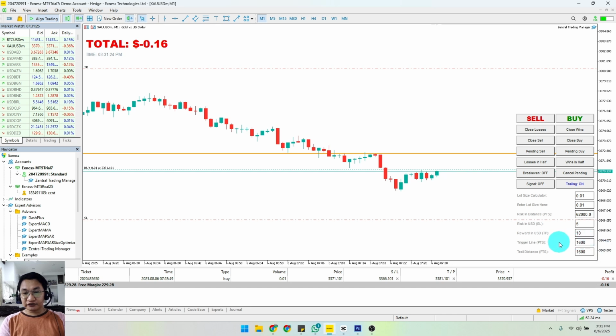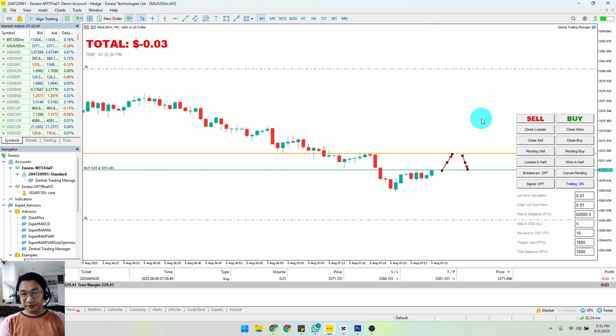Now, what's the idea of copying your trigger line to your trail distance? The idea behind that is that if the price of your asset reaches to around that level, it will trigger a trailing stop. And where is your trailing stop going to start? It will start at your entry level. So it's like a hybrid break even. Okay, do you get what I mean? Your trail will start at your entry point.